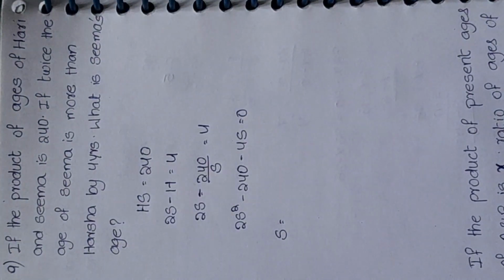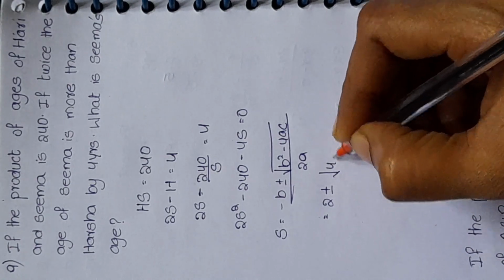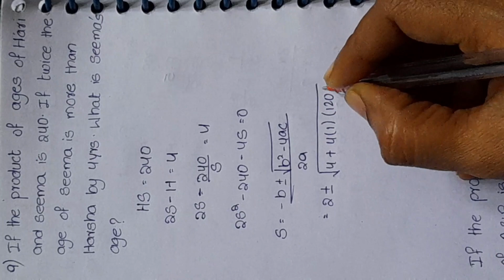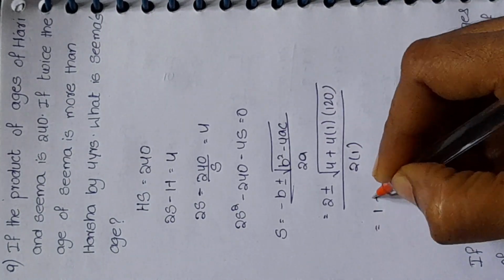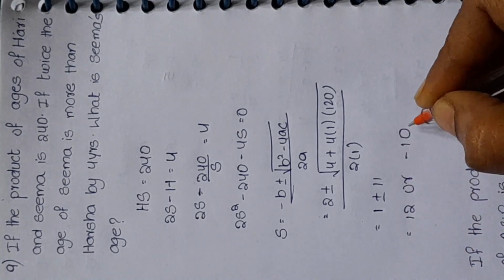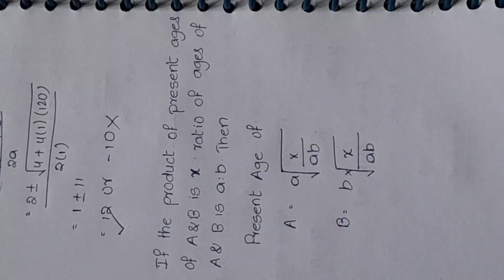S is equal to, now substituting the values, 2 plus or minus root of 4 plus 4 into 1 into 120 by 2 into 1. We get this as 1 plus or minus 11, that is 12 or minus 10. The age can't be negative, so this is wrong. 12 is correct. Let us see a note.